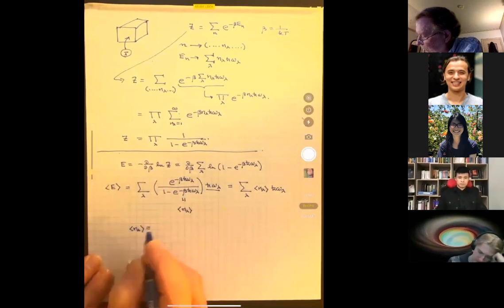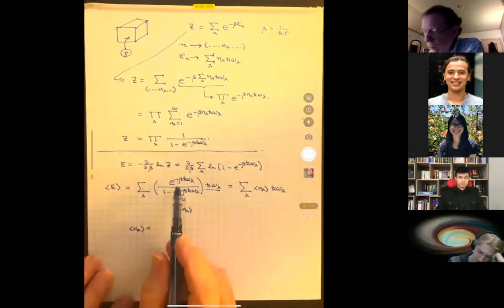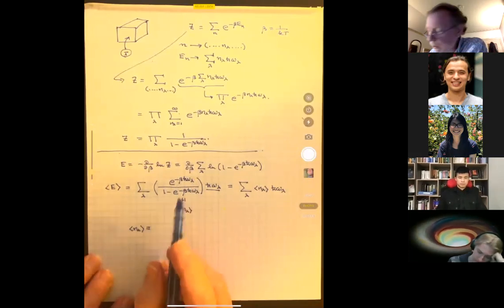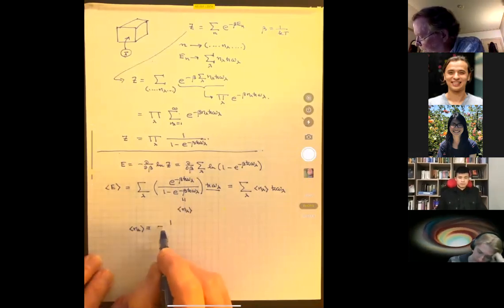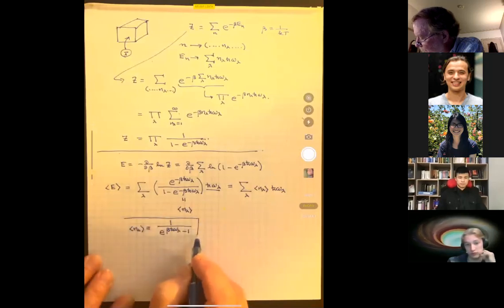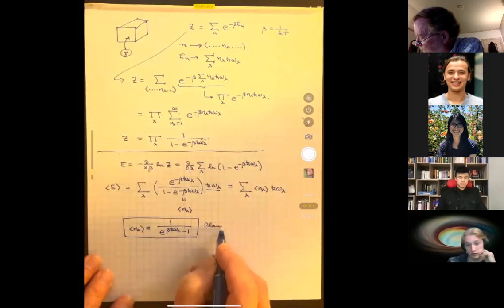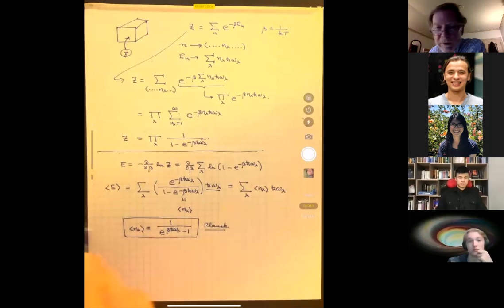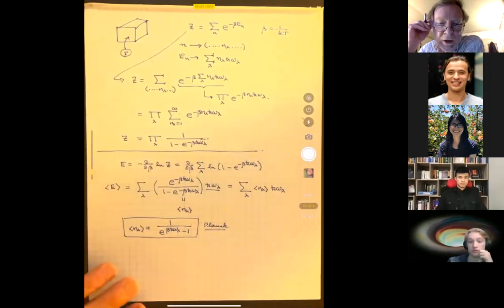And I can clean this up a little bit by multiplying numerator and denominator by the quantity e to the plus beta h bar omega lambda. And so this gives me 1 divided by e to the beta h bar omega lambda minus 1. And this is one of the simpler ways of expressing the Planck spectrum. It's a formula I expect you've seen before, especially now that you're all taking 211.